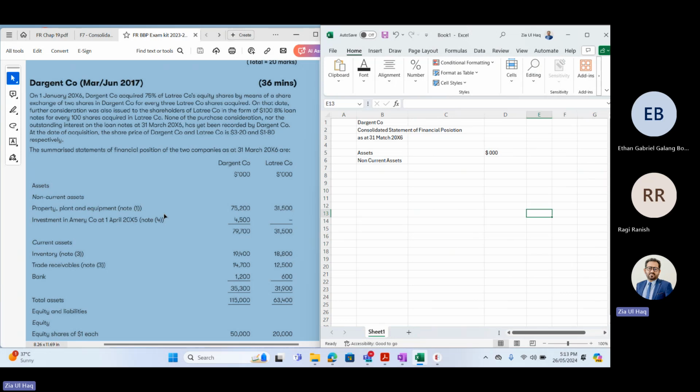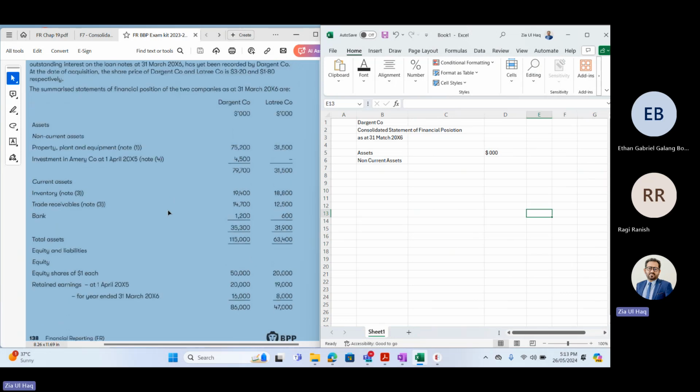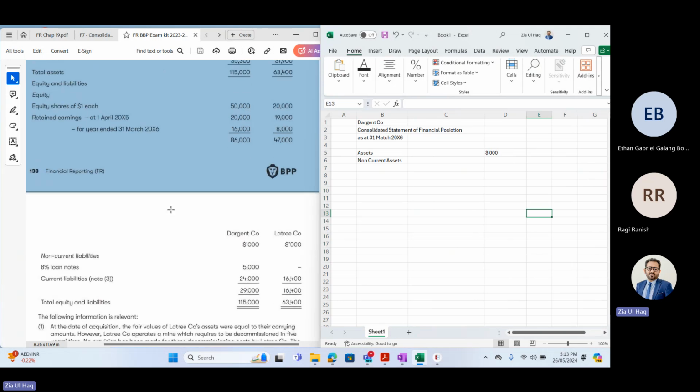Current assets: inventory, trade receivables, bank. And under equity, share capital, equity shares of $1 each. Both companies' share capital is given. Retained earnings on 1st April 2025, meaning at the start of the year, 20,000, 19,000 for the year. Profit added, this means closing retained earnings for the parent company is 36,000. And for the subsidiary, closing retained earnings is 19 plus 8, 27,000, meaning at reporting date. Okay.